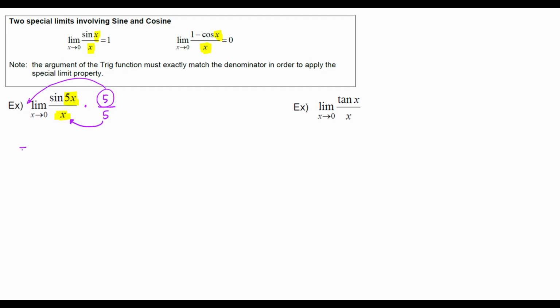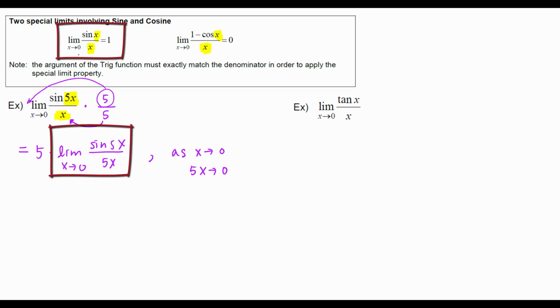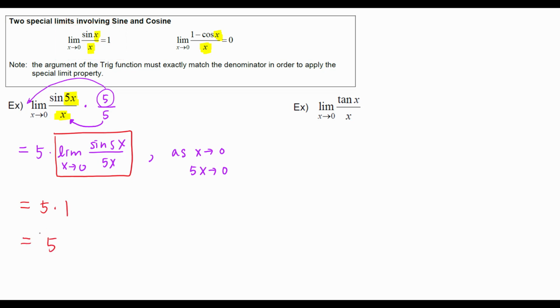So that would be equal to 5 times the limit of sine 5x over 5 times x. Now you have a 5x as x approaches 0. And as I told you, as x approaches 0, 5 times x also goes to 0 as well. So now we get to use special limits, and you can say that this limit is equal to 1, and therefore this is equal to 5 times 1, which is equal to 5.